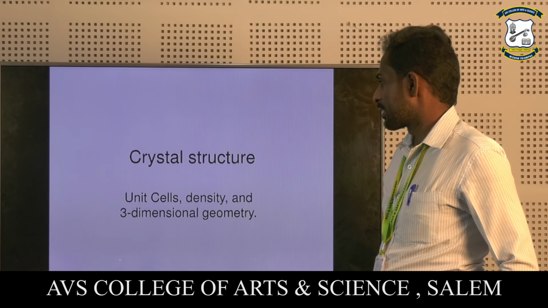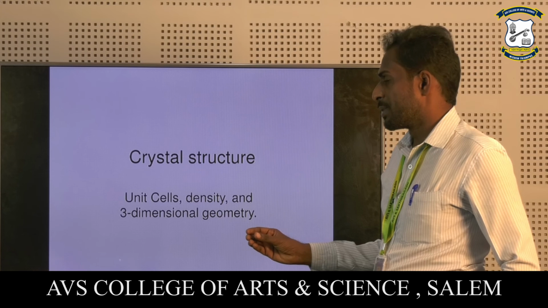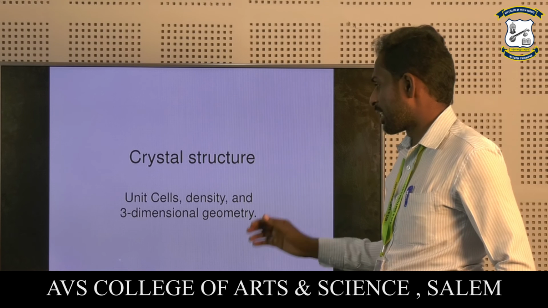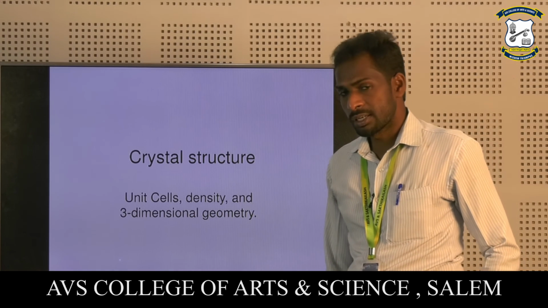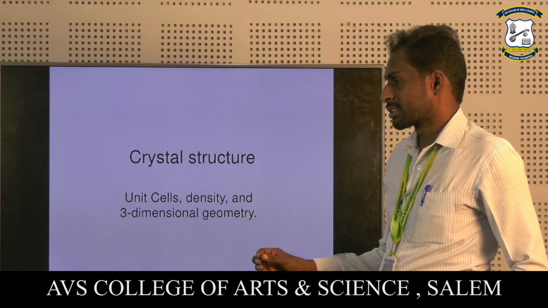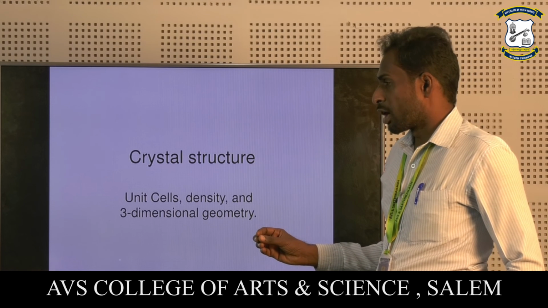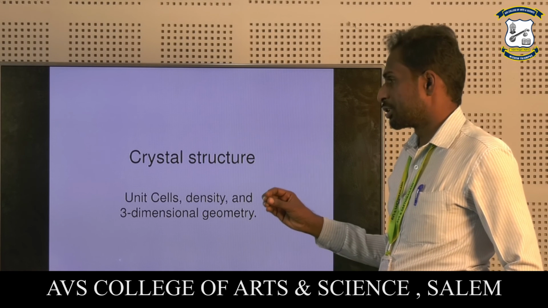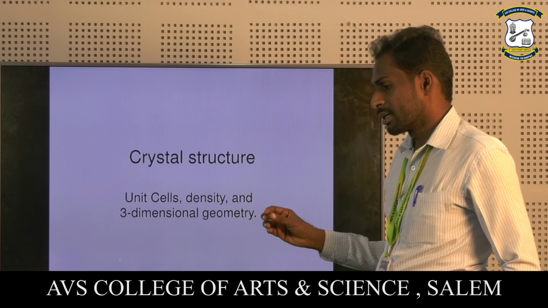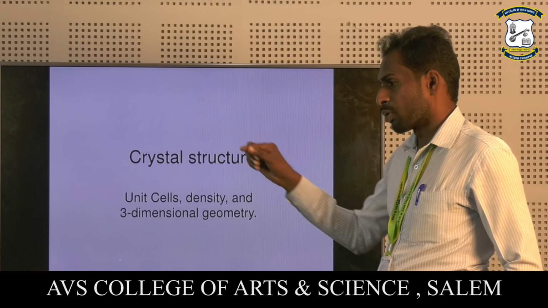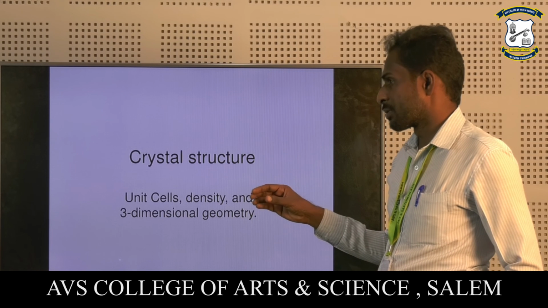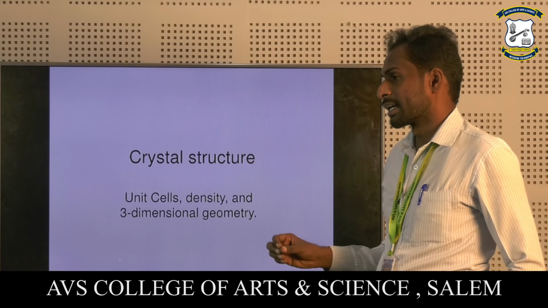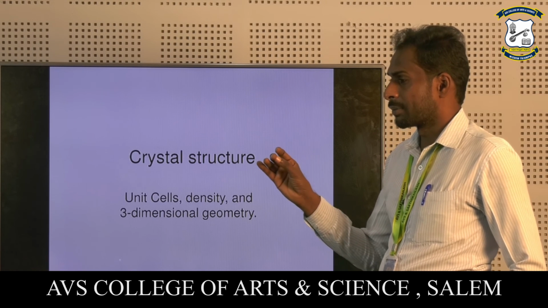And finally, the crystal structures are based on unit cell, density, and three-dimensional geometrical values. Unit cell, what is meant by unit cell? The diagrammatic representation of a small portion of a unit present in a molecule is called a unit cell. This unit cell is present in one atom but occupies a small portion. This unit cell has some angles, which are divided into alpha, beta, gamma.